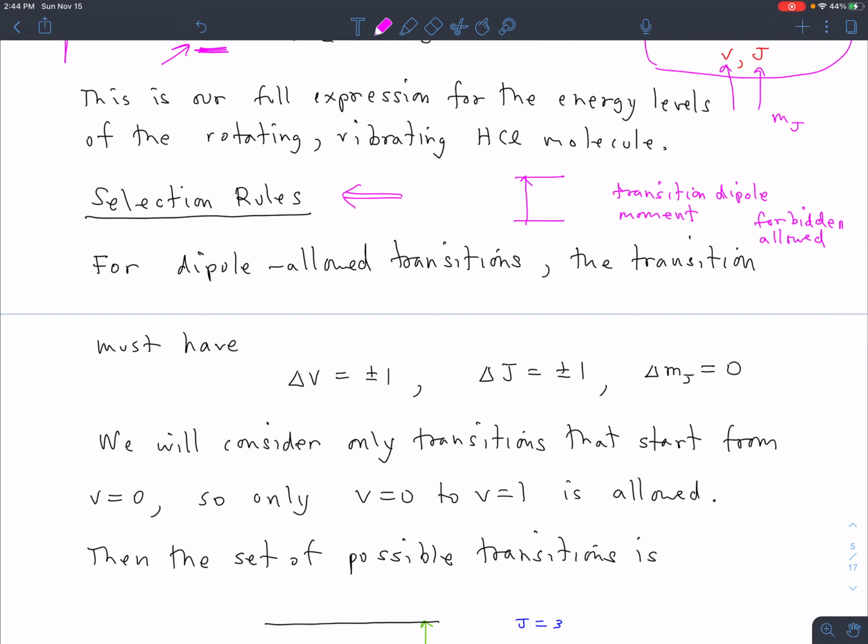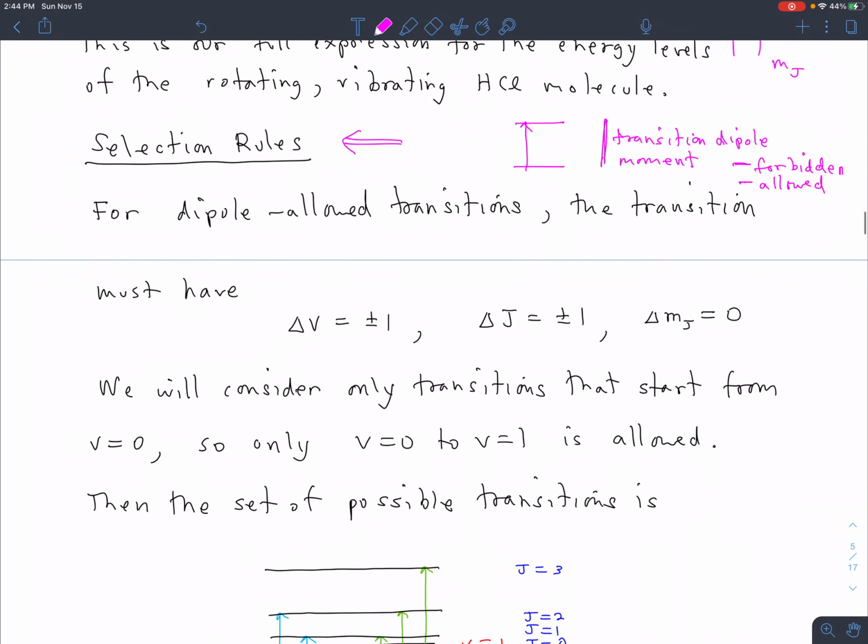So the allowed transitions have non-zero transition dipole moments. The forbidden transitions have 0 transition dipole moments. Usually the transition dipole moments are 0 for symmetry reasons. It's usually symmetry that causes the transition rules, or the selection rules. In this case, I won't go through where this comes from. It's a long and complicated calculation.